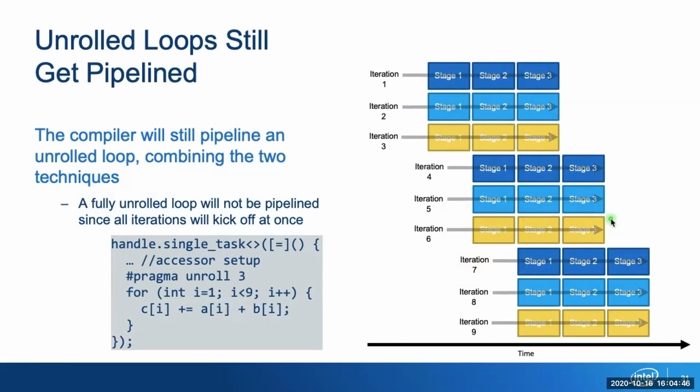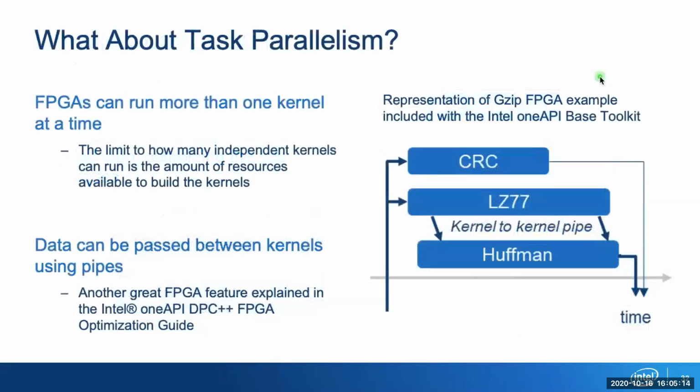And the unrolled loops still get pipelined. So we have three iterations starting in one cycle, and then in another cycle we have another 3 iterations starting, and the previous ones will be on stage 2, and so on. And we also have task parallelism.